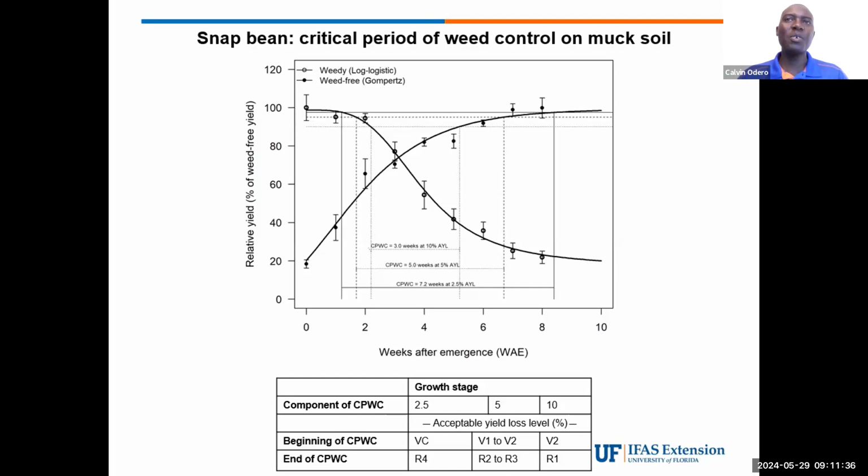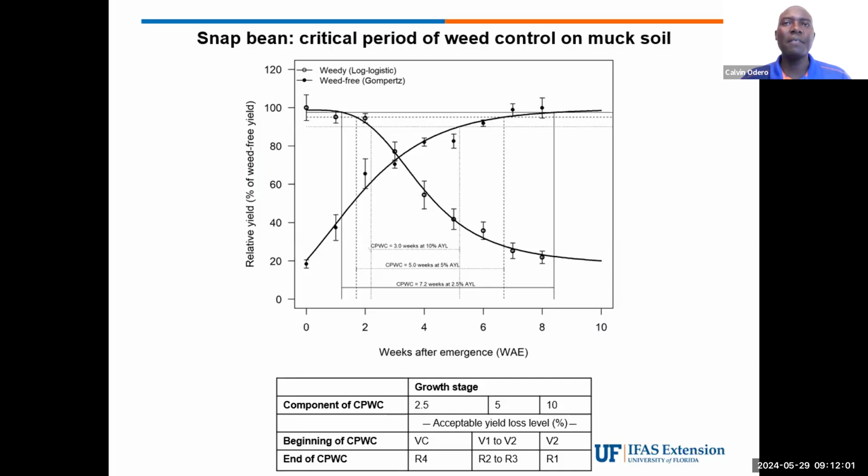So for beans grown on muck soil, the critical period of weed control to avoid a 2.5% yield loss will start from the VC stage, which is the cotyledon or the unifoliate leaf, all the way until the mid pod set, or when 50% of the pods have reached their maximum length, which is almost the entire growing season.